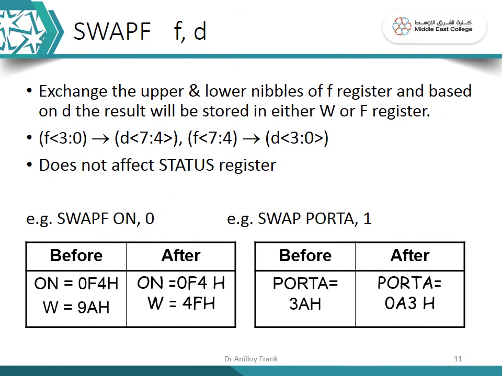The SWAPF instruction. The SWAPF instruction exchanges the upper and lower nibble. The upper 4 bits are exchanged with the lower 4 bits. If a value is F4, after execution of SWAPF, it becomes 4F. If the value of port A is 3A, after SWAPF, it becomes A3. This instruction does not affect the status register.